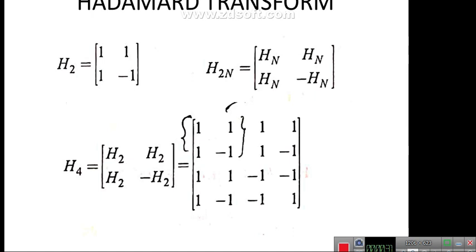Here different kinds of transforms are there: Hadamard transform, Haar transform, slant transform, wavelet transform, KL transform, etc. Now first we are going to see the topic on Hadamard transform.